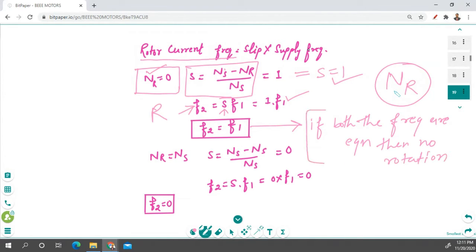Okay, understand? If the rotor part frequency is equal to the stator part frequency, then there is no rotation, or vice versa. We can say that if the actual speed of the rotor is equal to 0, then all the frequencies are equal. Okay, have you understood this part? Quickly give your response.